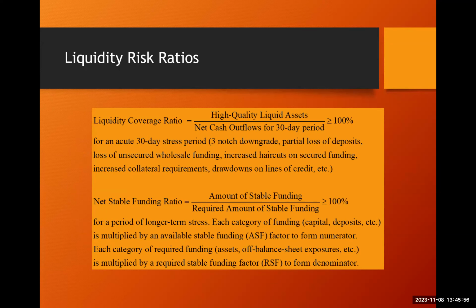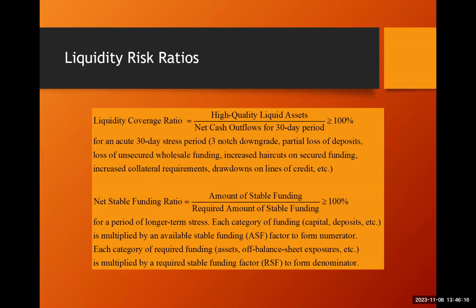The liquidity coverage ratio, which is high quality liquid assets divided by net cash outflows for 30 days. And this pretty much says that you must have enough high quality assets to cover all your cash outflows for the next month. So this ratio has to be above 100%.